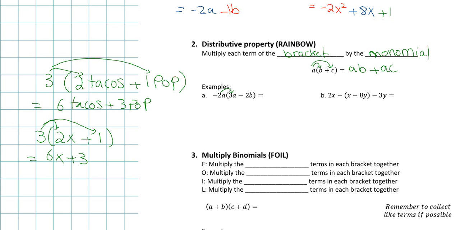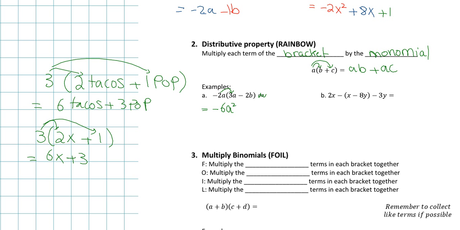It's negative 6a squared. Now, negative because negative times positive is negative. 2 times 3 is 6. A times a is a squared. Do we remember that? Yeah. So, a negative and a positive, that's a negative. We okay with that? 2 times 3 is 6.